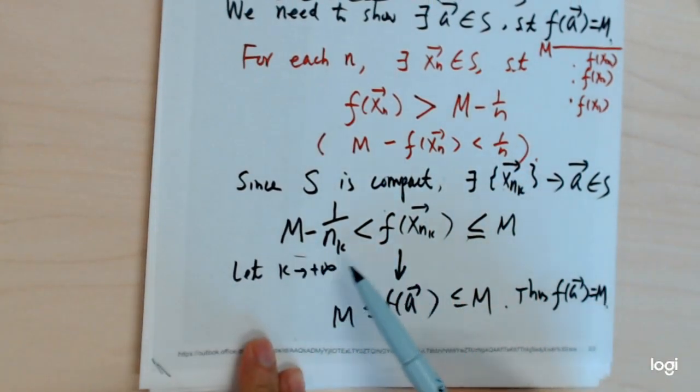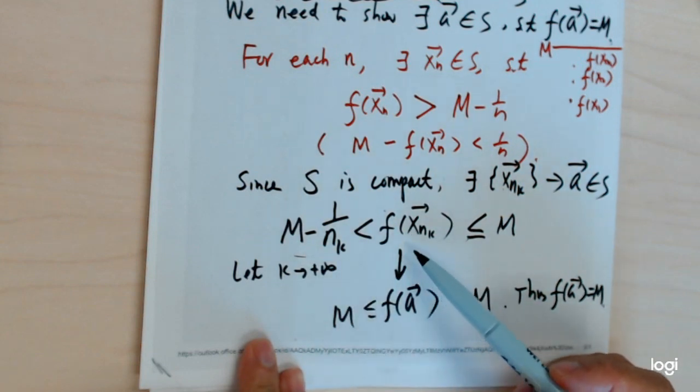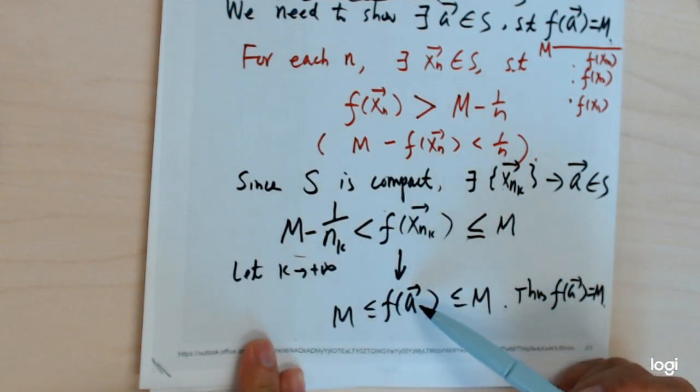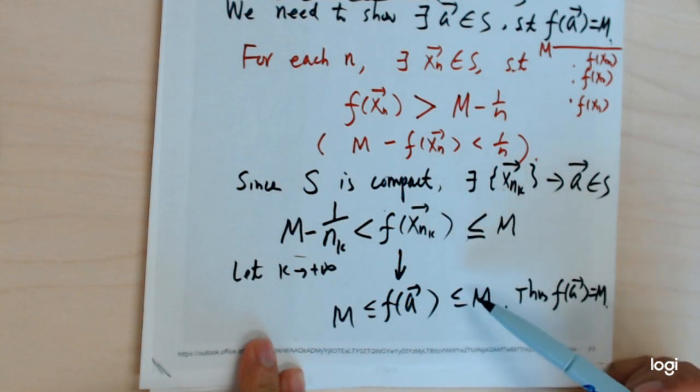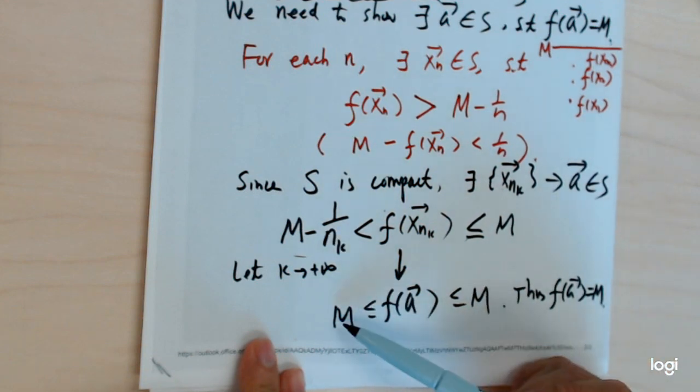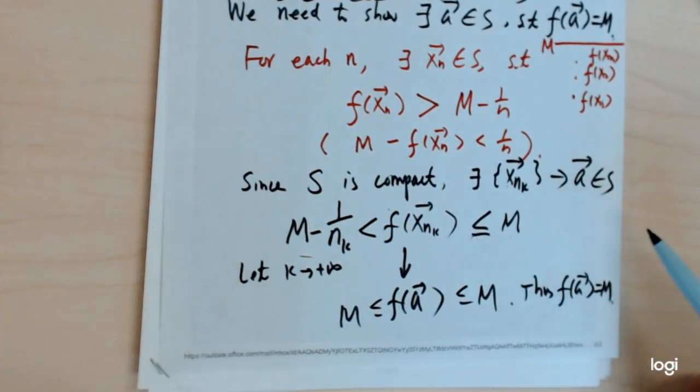Alright, so this is the squeeze theorem in reality. If you let k go to infinity, this guy goes to f of a. But f of a is always less than or equal to m and greater than or equal to m at the same time. So by the squeeze theorem, f of a has to be m. So that's the result for a continuous function on a compact set. It'll achieve the maximum and minimum on S.